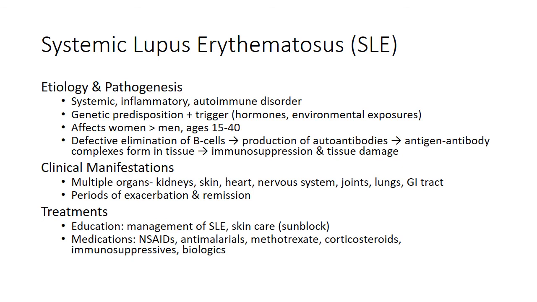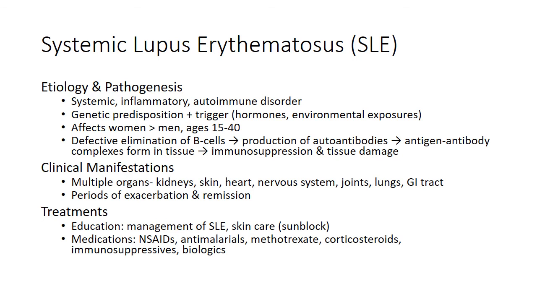So what happens is when this trigger happens, the body can't get rid of these B cells, which leads to an excessive production of antibodies. And one significant feature of patients with SLE is their ability to produce autoantibodies against many different tissue components. They can produce autoantibodies against red blood cells, neutrophils, platelets, lymphocytes, or almost any organ or tissue in the body. This is important because that is why it can affect so many different organs and tissues.